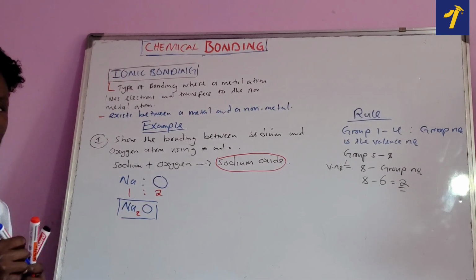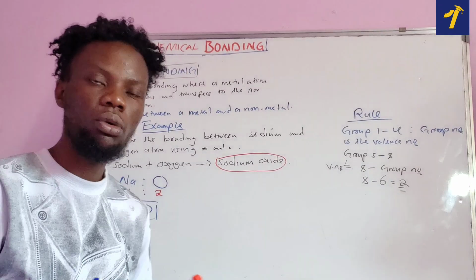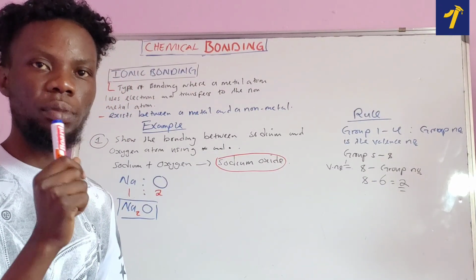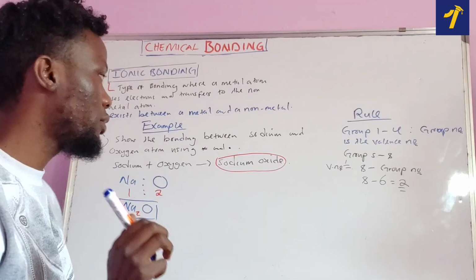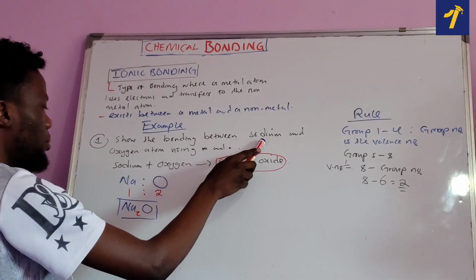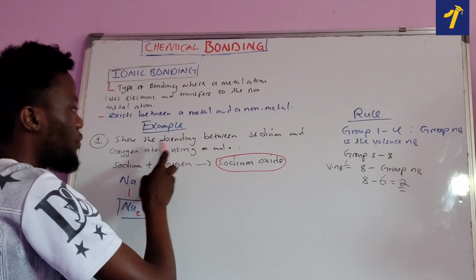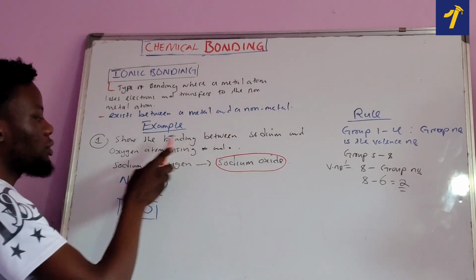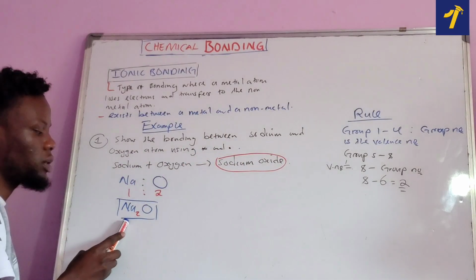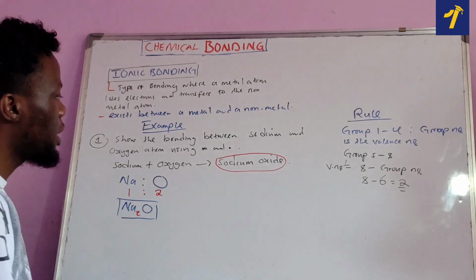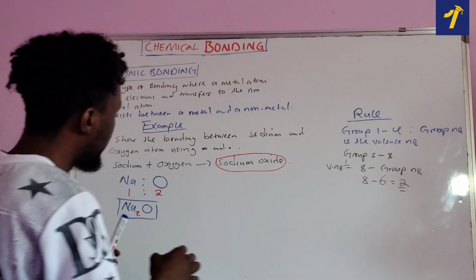Okay? So again, what is the first rule when it comes to bonding? Make sure that you write the chemical formula for the compound that you've been given, or for the atoms that you've been given. We've been given sodium and oxygen. So write the chemical formula for sodium when sodium reacts with oxygen to produce sodium oxide. That's the rule. Okay? Now we need to show the bonding here.